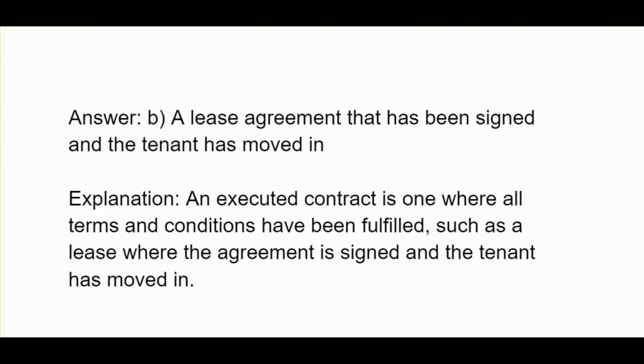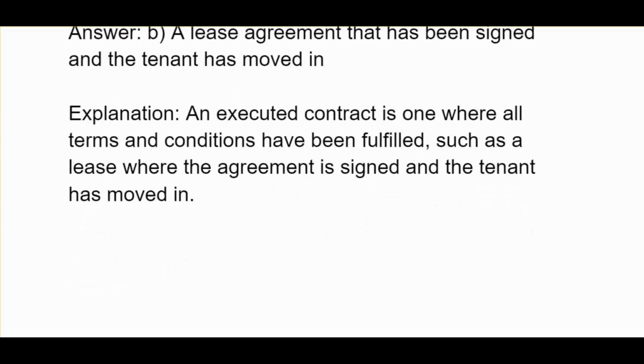B, a lease agreement that has been signed and the tenant has moved in. An executed contract is one where all the terms and conditions have been fulfilled, such as the lease where the agreement is signed and the tenant has moved in.